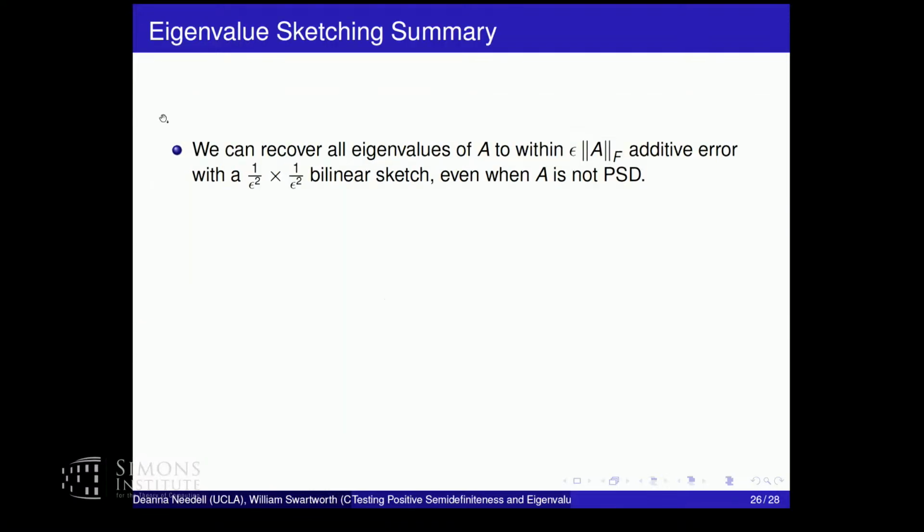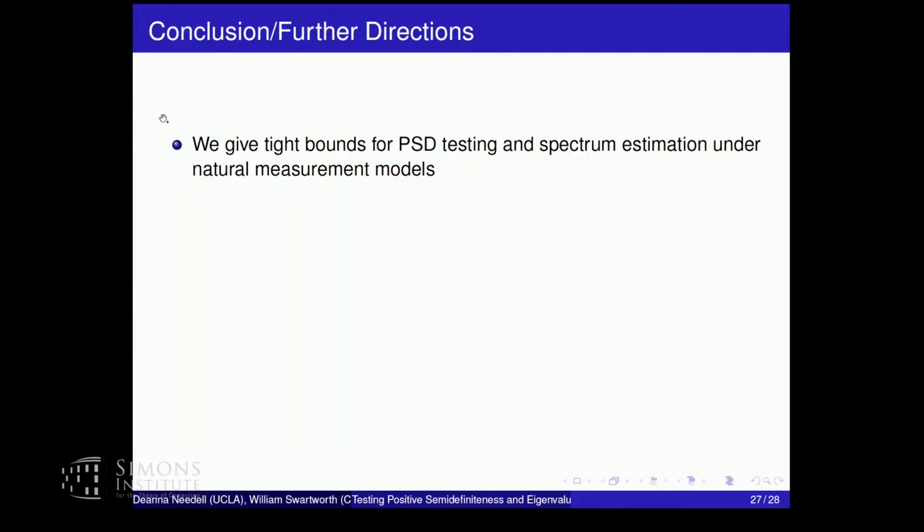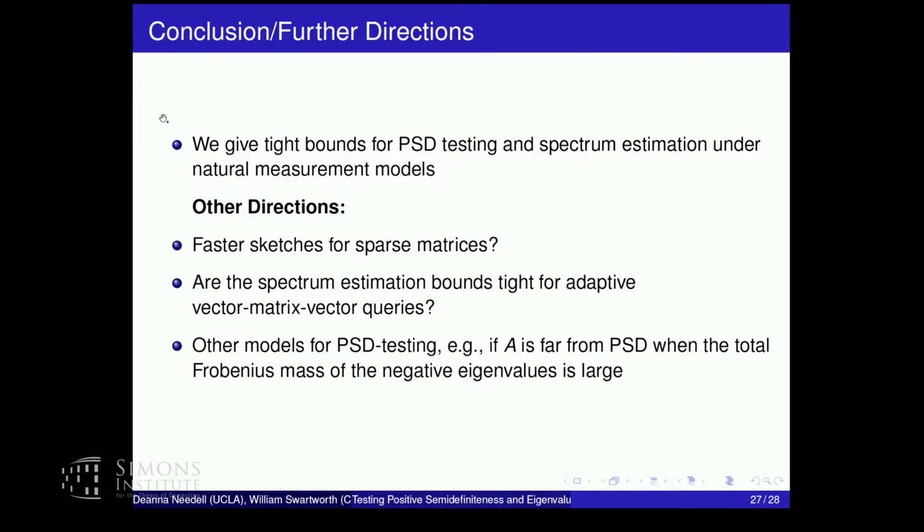And let me just conclude then. So we gave tight bounds for PSD testing and spectrum estimation under natural measurement models. There are lots of nice questions here. Our proof for spectrum estimation requires the sketching matrices to be Gaussian. It uses Gaussianity in several places, uses rotational invariance to imply independence of certain quantities. We don't know if you can use sparse sketching matrices that would speed it up.